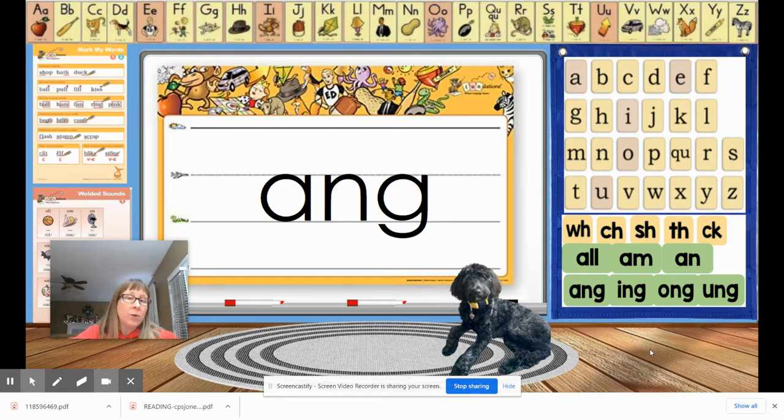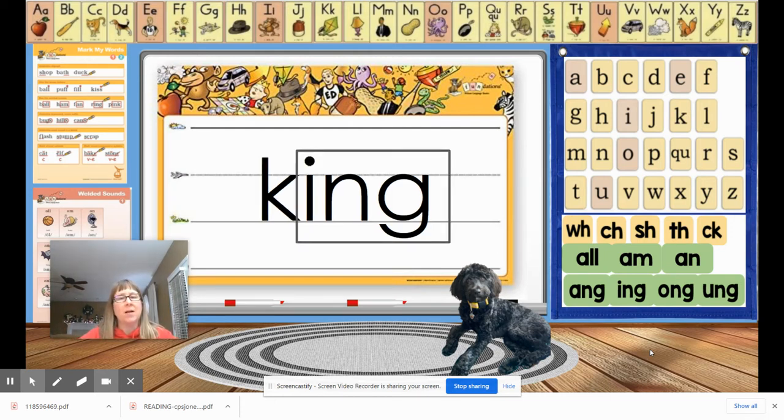When we're done writing our word, you need to mark your word, okay? So the first word is the word king. Let's tap it. K-ing. Go ahead and write it. When you're done writing it, give your teacher a thumbs up so she can call on someone to tell us how we write king. That's right, king is spelled K-I-N-G with a box around our glued sound ing.